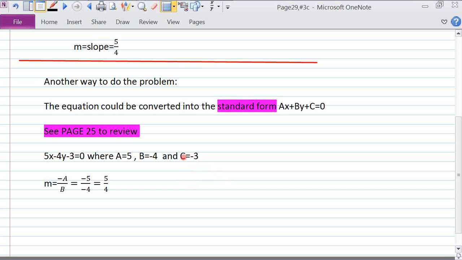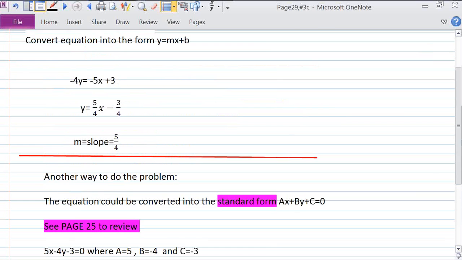We actually don't need the c term to compute the slope, and so we have the slope in this standard form of the equation, and we showed how to do this on page 25, is equal to minus a over b, which is minus 5 over minus 4, because a is 5, so if we say minus a, we have minus 5. B is minus 4. So we have a minus over minus, which gives us a plus. 5 over 4, which is the same as this answer over here.